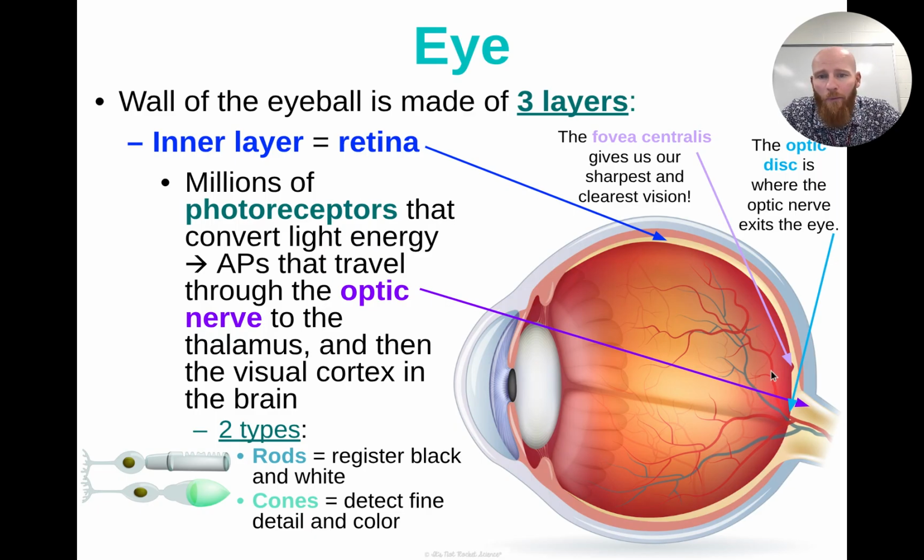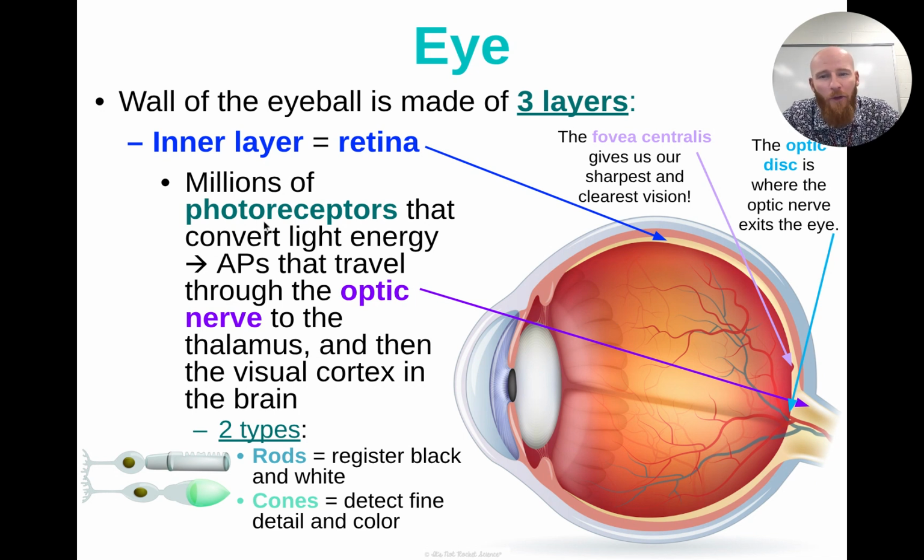And then within the retina, also at this point, you have millions of those photoreceptors, those light responsive receptors that convert that light energy into action potentials, and then those action potentials are what can travel along that optic nerve, through the optic nerve to the thalamus of the brain, and then up to the visual cortex in the brain.